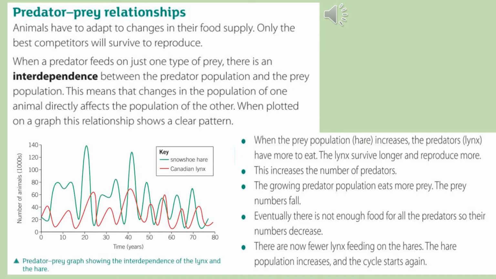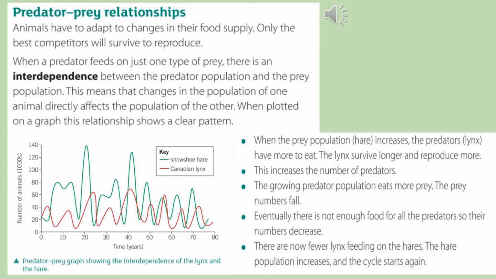And when we plot it on a graph, we can show a clear pattern in the relationship. When the prey population increases, the predators have more to eat, and so they survive longer and reproduce more. That increases the number of the predators. The growing predator population therefore eats more prey, so the prey numbers then fall. Eventually, there's not enough food for all of the predators, so their numbers also decrease. The hare population can increase if the lynx population is fewer, and the cycle starts all over again.